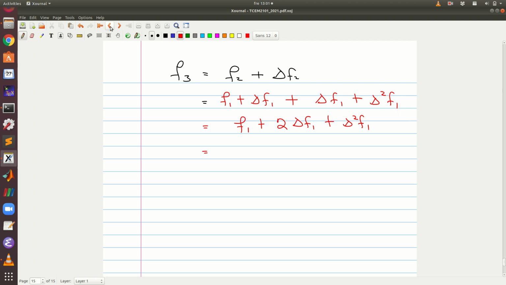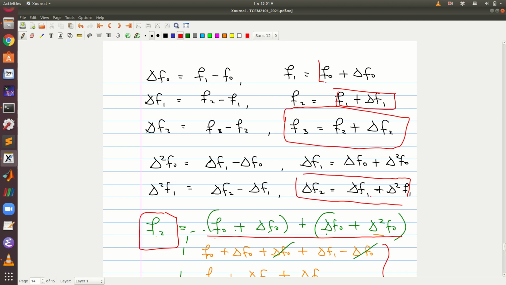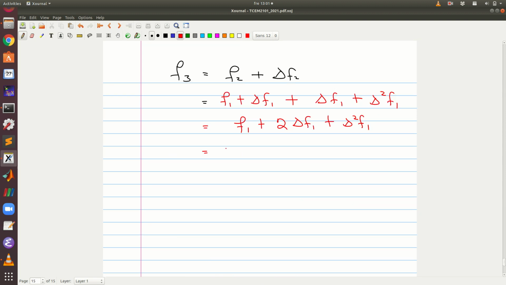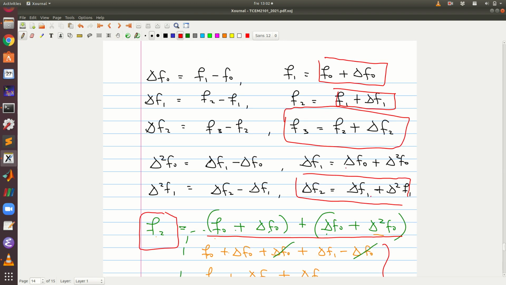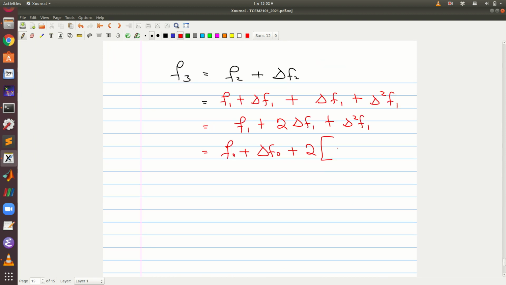So can we make some more substitutions? Yes, for f1 we can still make a substitution, which is f0 plus forward difference f0. So we have f0 plus forward difference f0 plus 2 into, what about forward difference f1 here? Do we have it? Yes, forward difference f1 is forward difference f0 plus second forward difference f0.